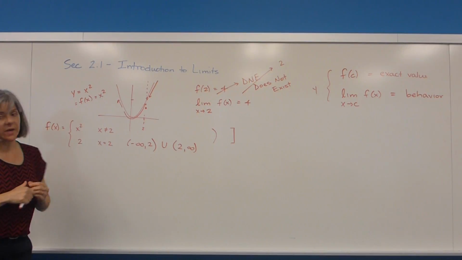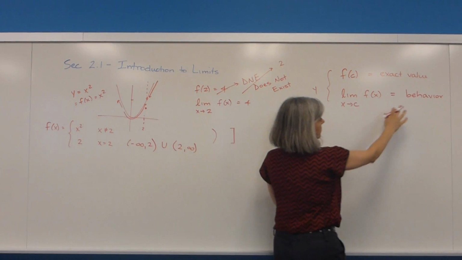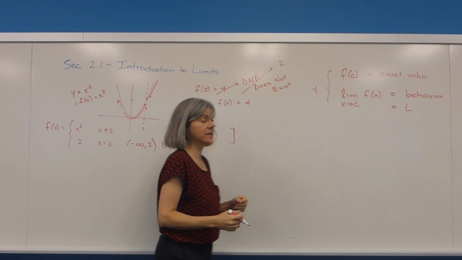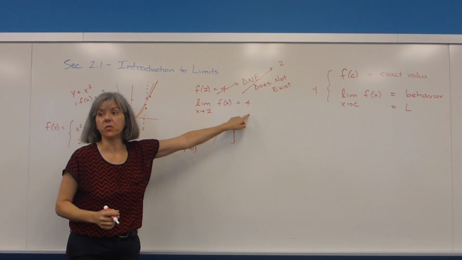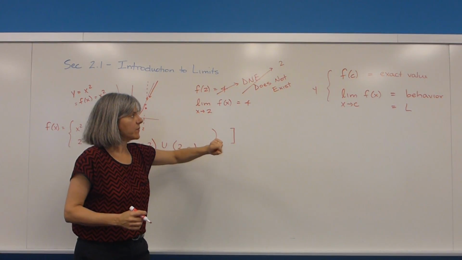So these are what limits are. Okay, so let's write a couple of things. We're going to call this a behavior, but we're also going to give it a number if we can. So in this case, this limit was equal to 4. The behavior is it's going to 4.